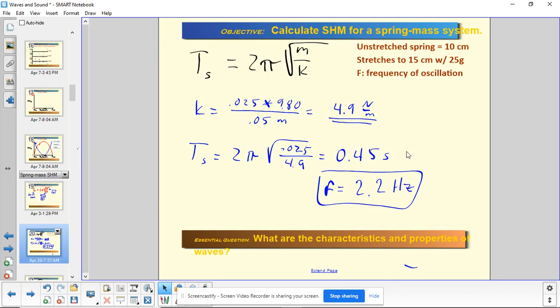This kind of makes sense. The period is about half a second, so we would expect about 2 cycles per second, and that's what we get, 2.2 hertz.